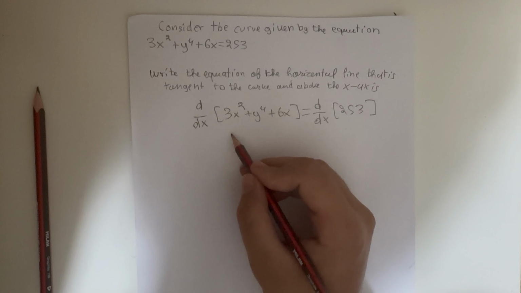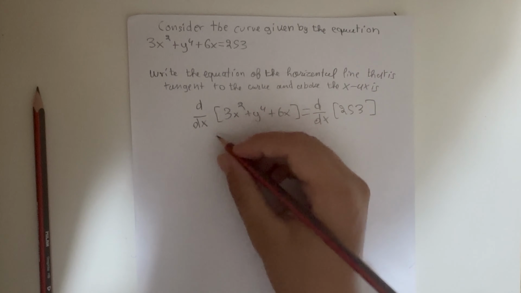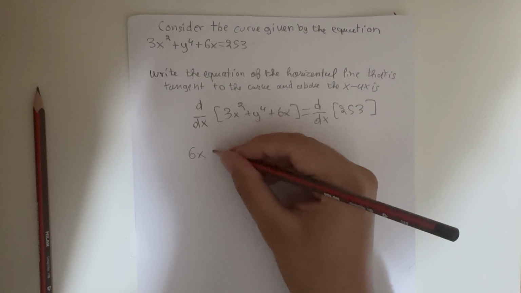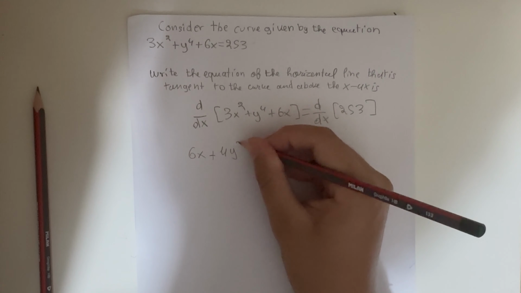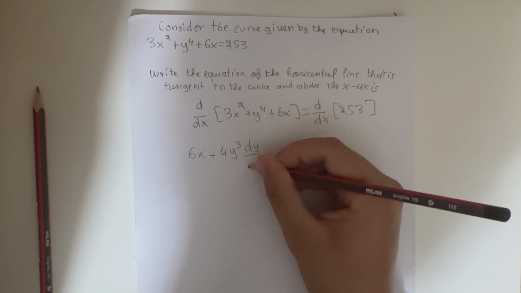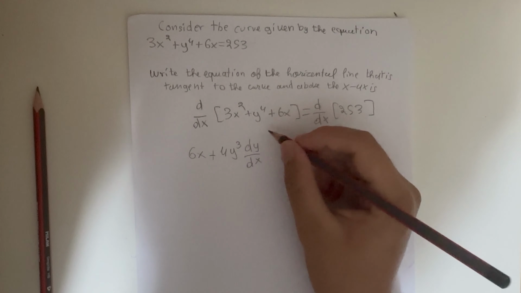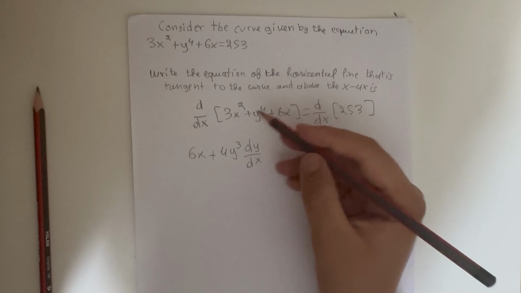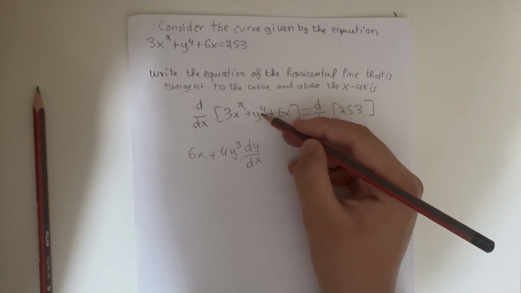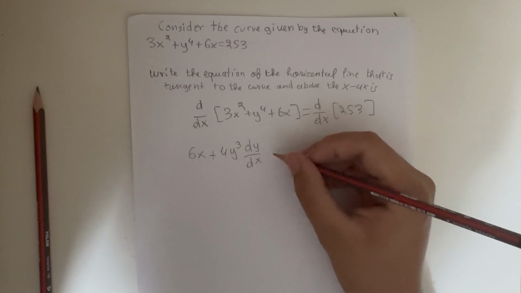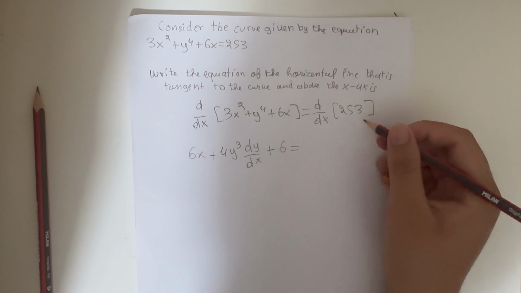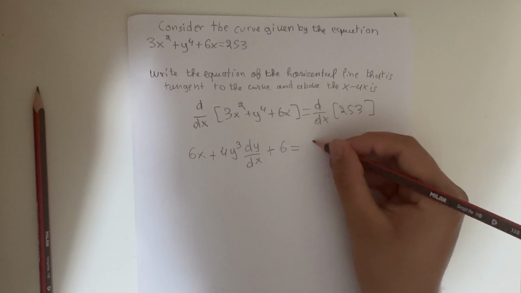The derivative with respect to x of 3x squared, that's just going to be the application of the power rule. We're going to have 6x plus 4y cubed, and then we're going to have dy dx, because we are taking the derivative with respect to x. You can think of this like the chain rule, because y is a function of x. And then the derivative of 6x is 6, and the derivative of 253, it's a constant, so it's 0.